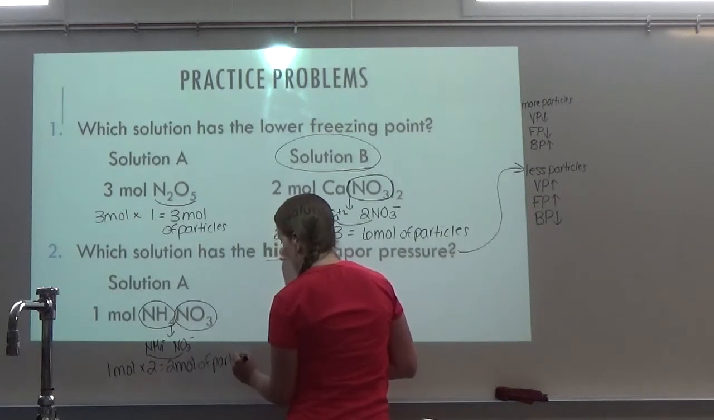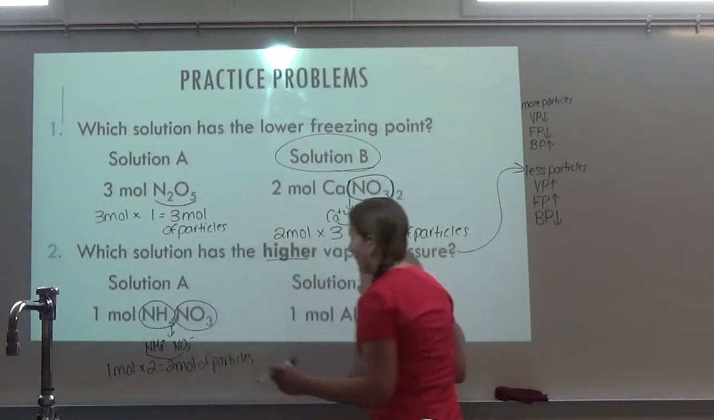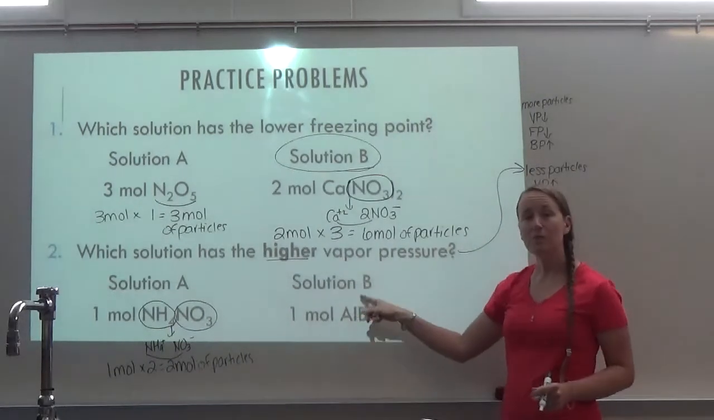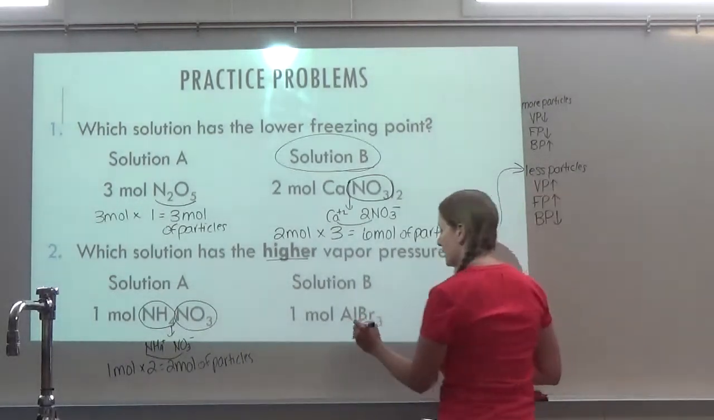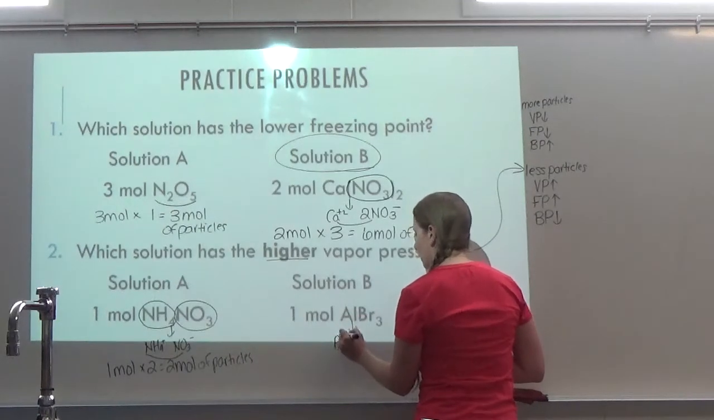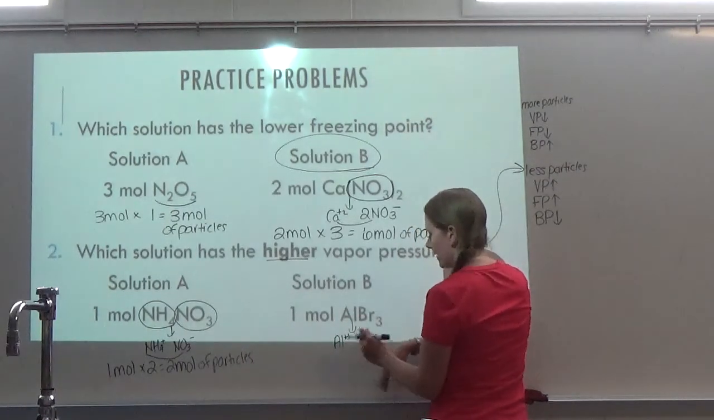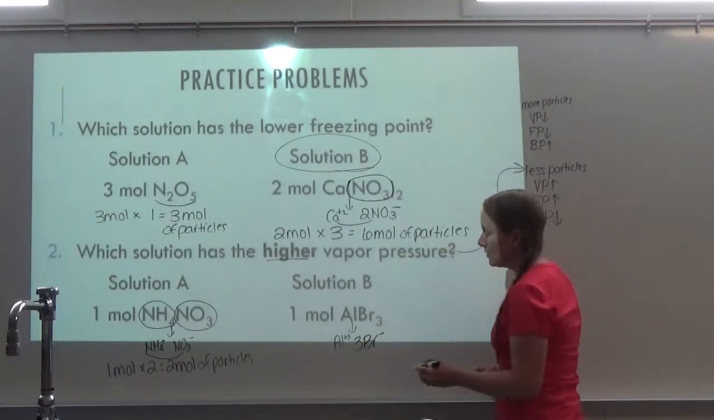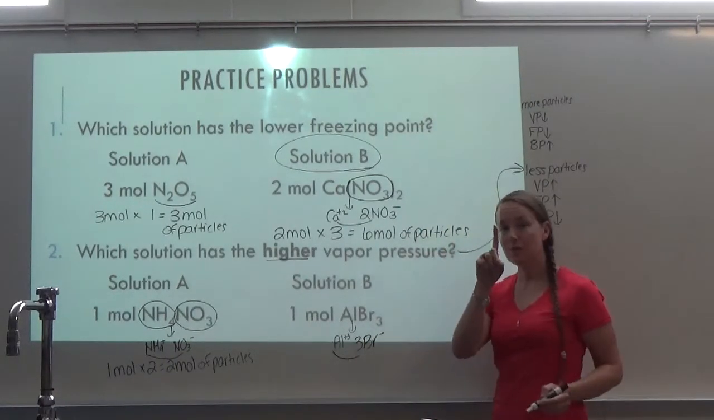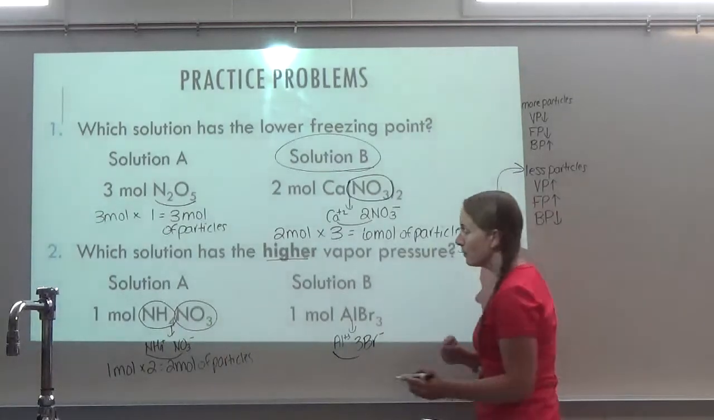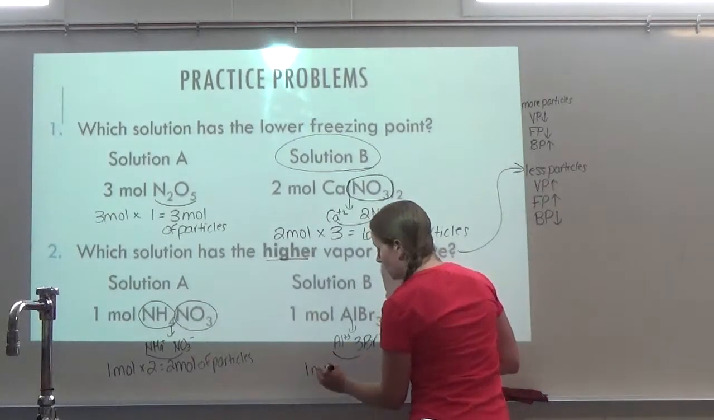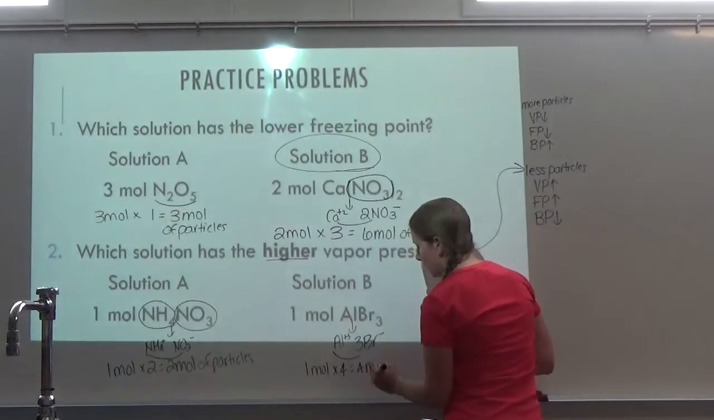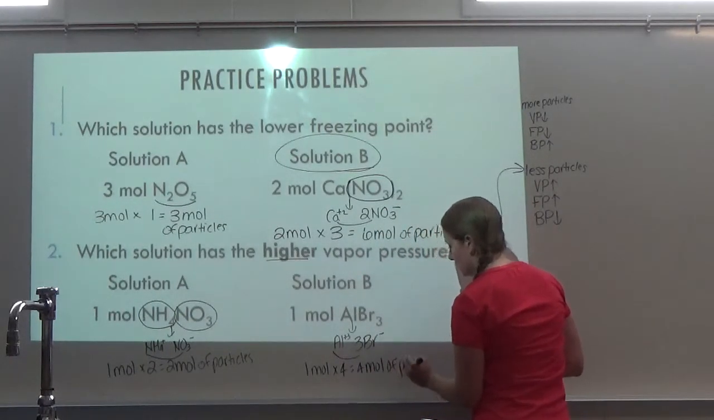Sorry, I'm getting kind of sloppy right here. All right, solution B says 1 mole of aluminum bromide. Aluminum's a metal, bromine is a nonmetal, so this is also going to break up. I'm going to get 1 aluminum and 3 bromide ions, so that's a total of 4 particles. So I take my 1 mole and multiply by the fact that I have 4 particles. So there are 4 moles of particles in solution B.